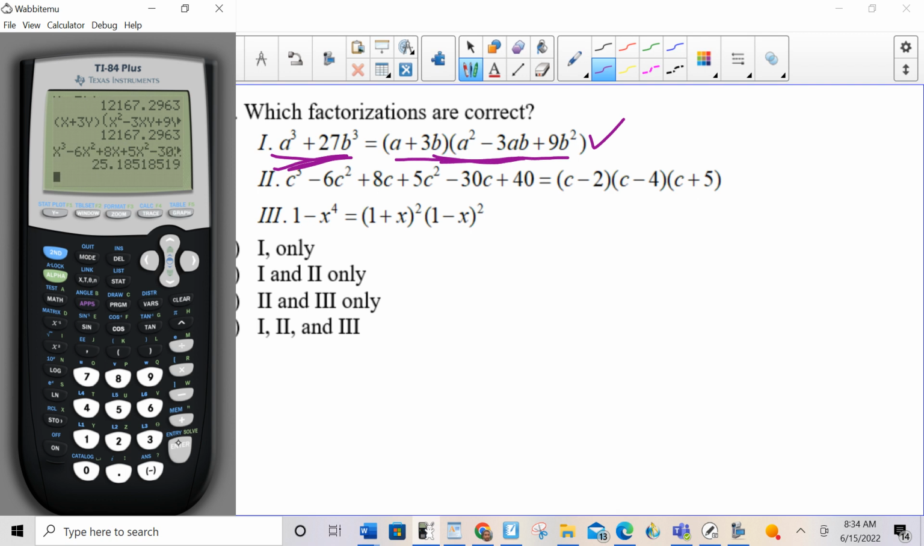Hope I didn't type anything in wrong. My right-hand side: x minus 2, x minus 4.